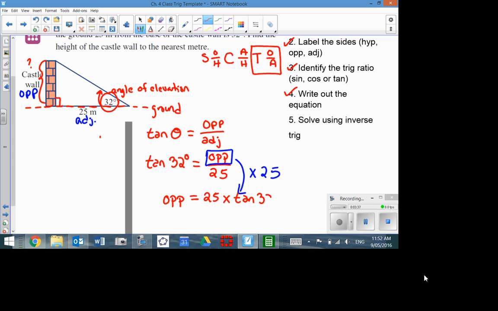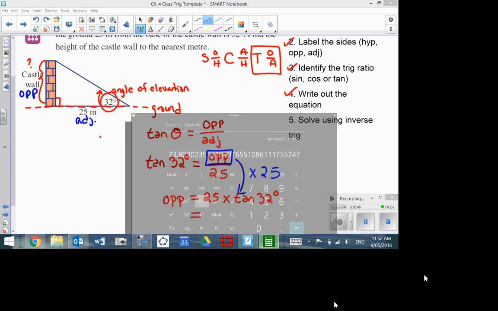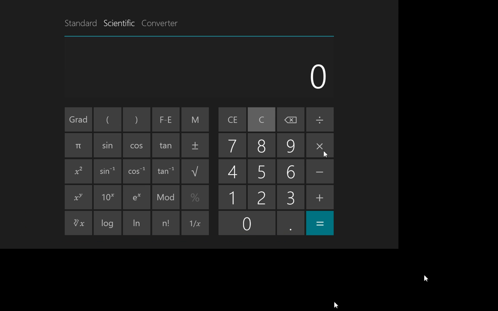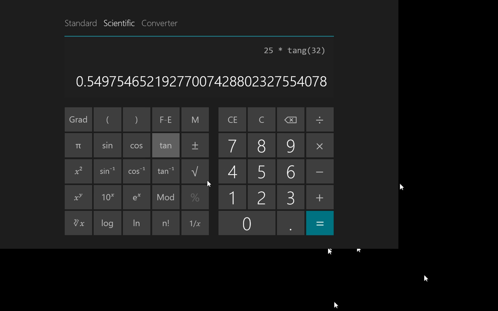So let's go ahead and pick up our calculator, and let's take 25 times tangent of 32 degrees. So if I clear my calculator, I have 25 times, and then in brackets I'm going to put tangent of 32 degrees. Let's see if we can do that. 25 times tangent of 32 degrees.